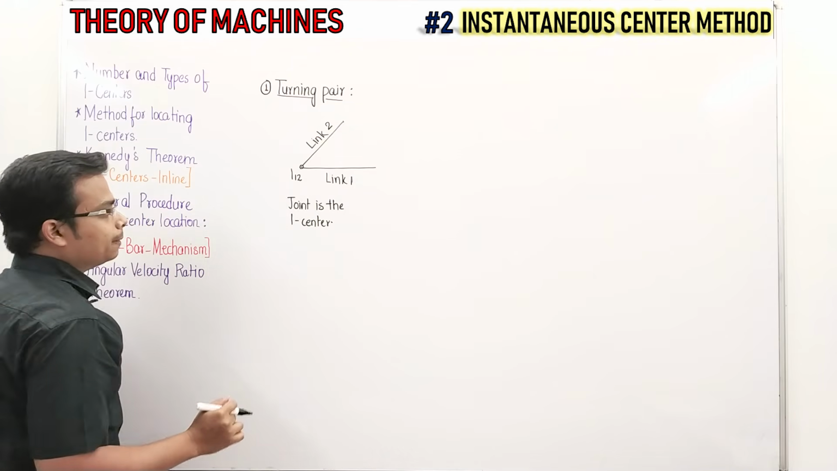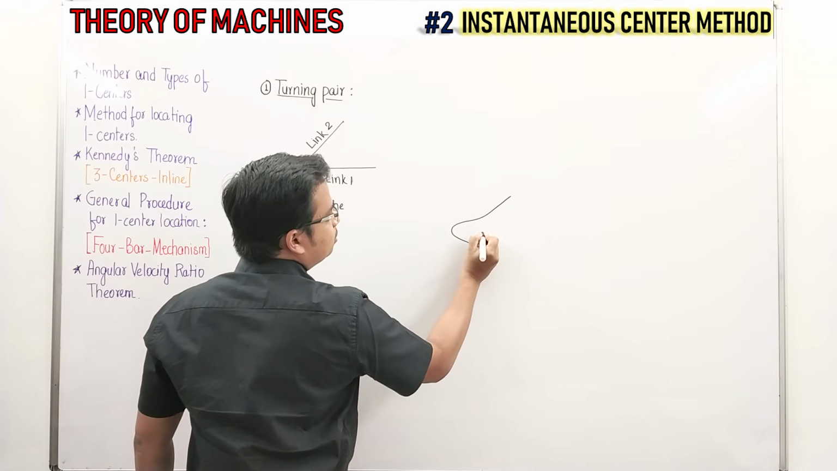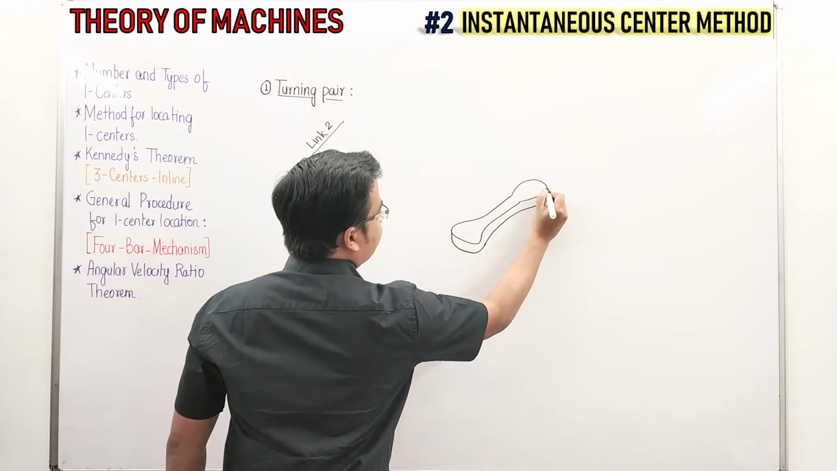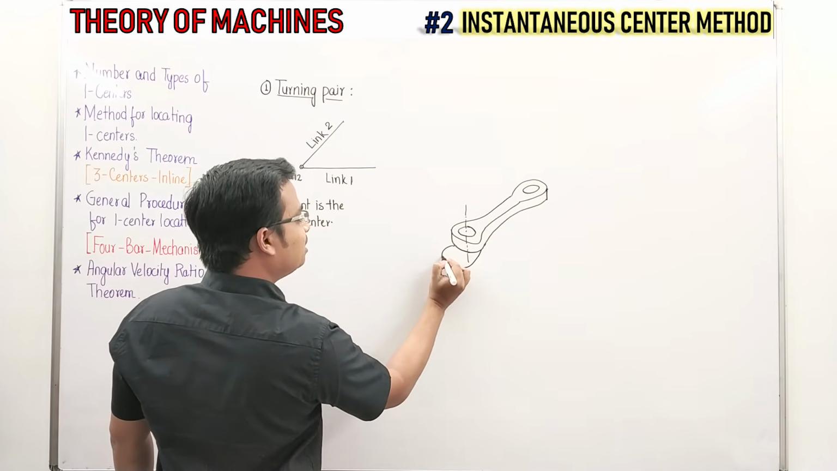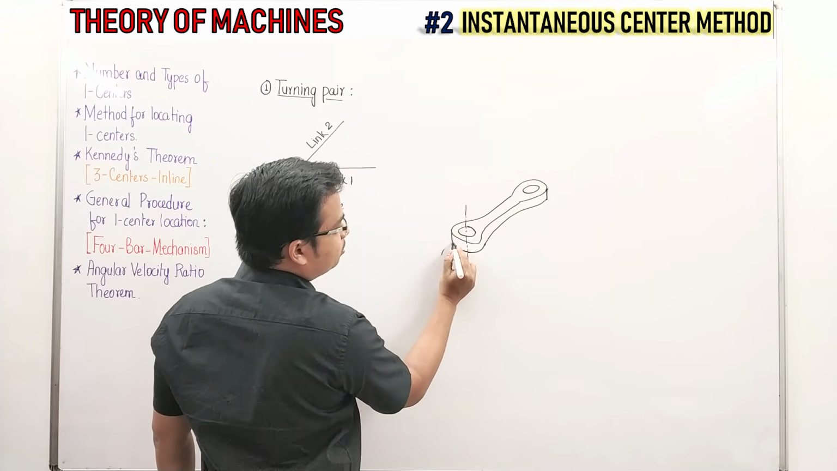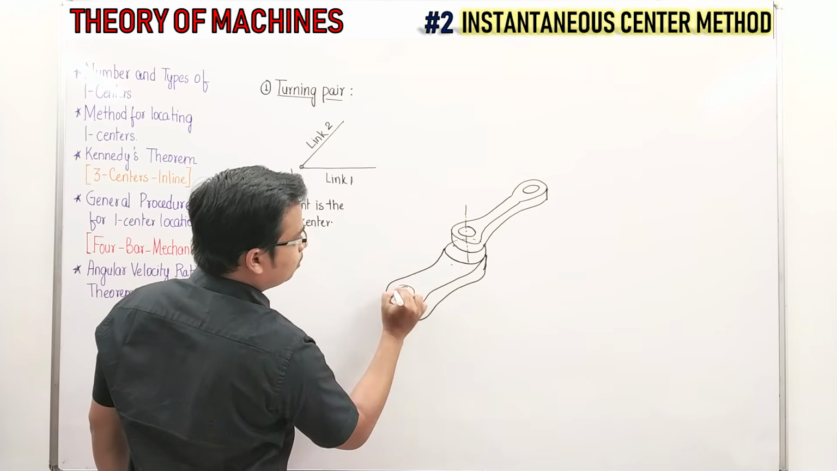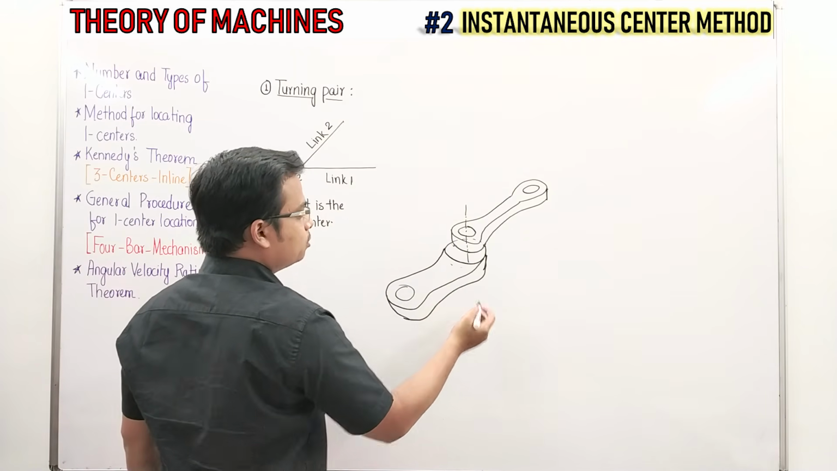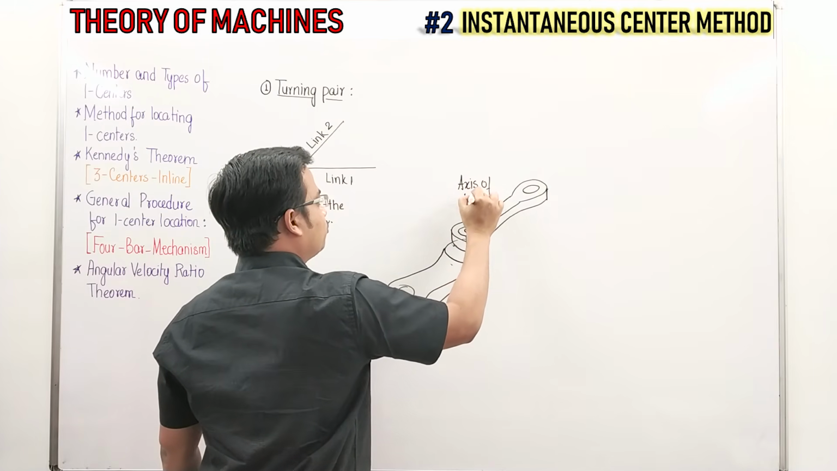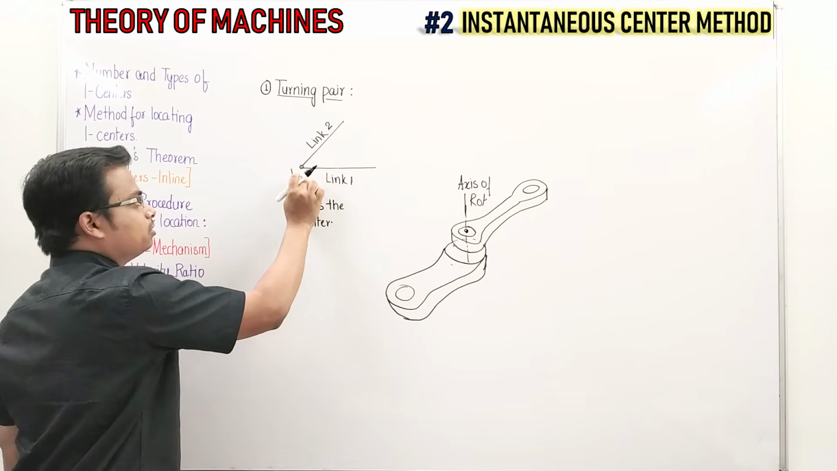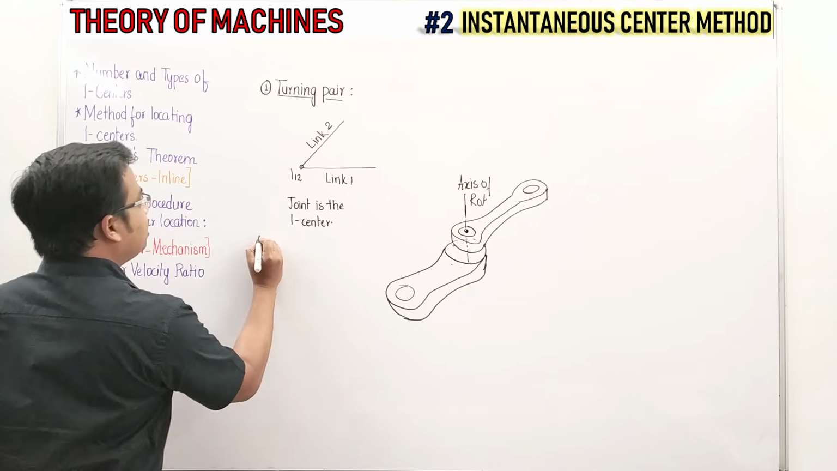So that was all about the turning pair, right? If you try to visualize this, let me try to make this if I can. And this is exactly what I wanted to draw. So these are two links. This is the axis of rotation, and this is the top view. In the top view, this is the instantaneous center of rotation, you can say this.